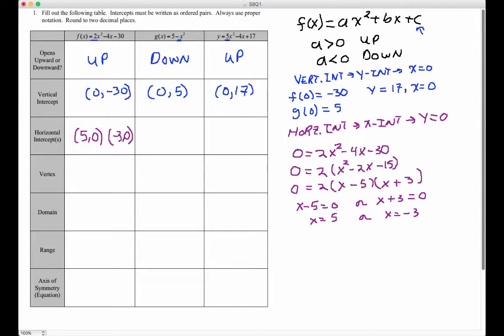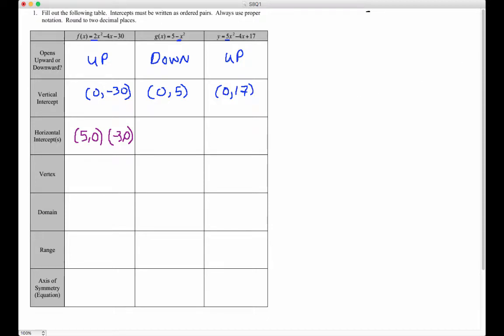Okay, cool. So I'm getting a little cluttered here, so let's go ahead and make myself some room. Get all this stuff out of our way. And let's go on to g of x. Okay, so what we need to do now is solve 0 is equal to 5 minus x squared.